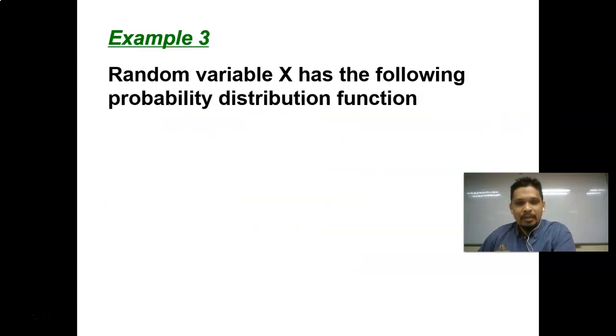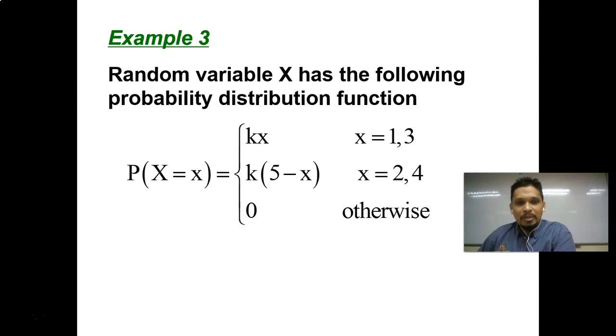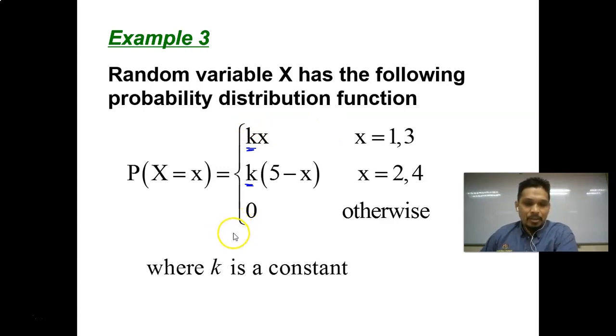Okay. Random variable x has the following probability distribution function. Okay, so k is unknown. We have no idea what the value of k is. This is the value that we need to find first, and then we substitute the real value of k. Then we solve the question.